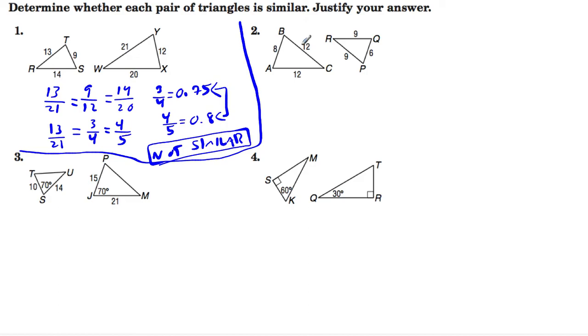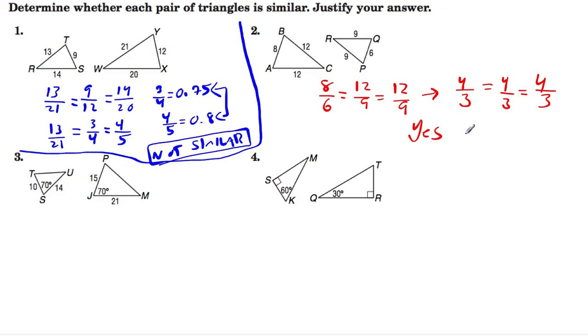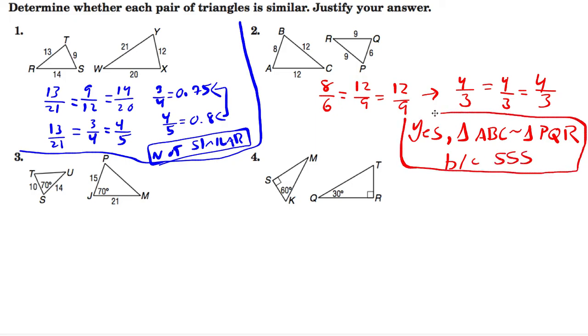For number 2, it looks like they're rotated around, so we can actually say 8 to 6 is equal to 12 to 9 is equal to 12 to 9. So we can use these similar sides. We can reduce all of these. So 8 and 6 reduces to 4 to 3, and 12 to 9 reduces to 4 to 3 as well. So because all of these are the same, yes, these are similar. So triangle ABC is similar to triangle, we could say PQR, and that's because of side, side, side. So note I throw that theorem in there as well to correctly label my response.